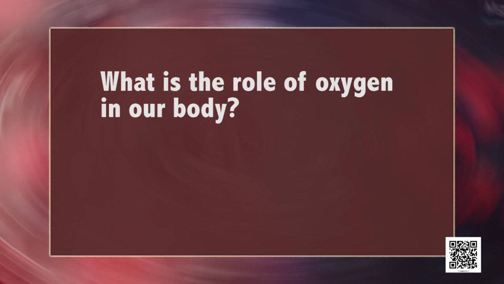You might be thinking, what is the role of oxygen in the body of these organisms? Oxygen helps in the breakdown or oxidation of food. This process releases energy which is used by the living organisms. In many organisms, including we human beings, respiration occurs in the presence of oxygen. Such organisms are called aerobes.